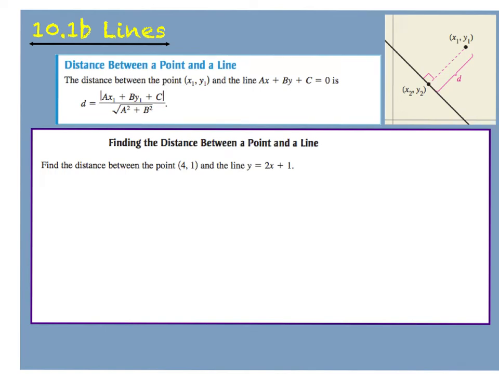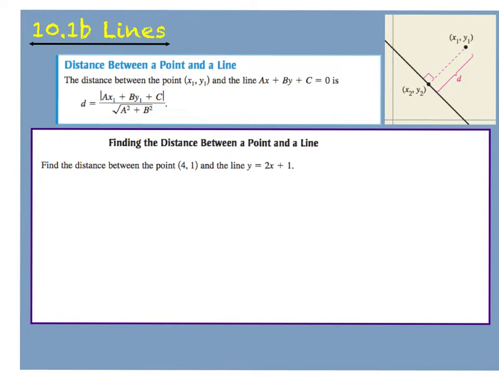Hello, and this is going to be 10.1b lines. The first thing we're going to do is find a distance between a point and a line. It will always go the quickest distance from the point to the line, so it will go perpendicularly. It's not like it goes out here. When we find that distance, it's the fastest distance or the smallest distance between said point and line.